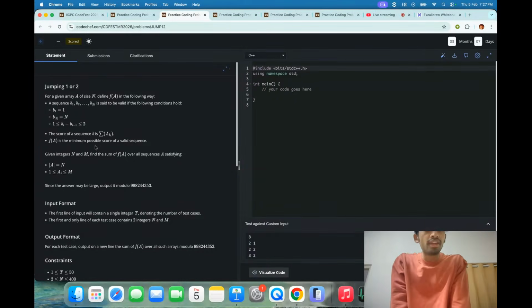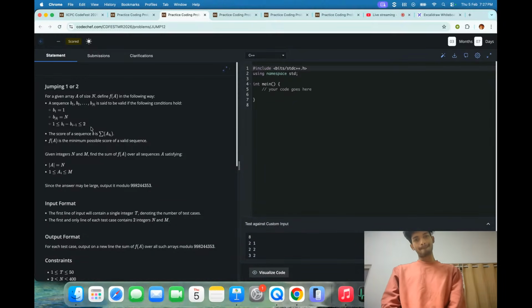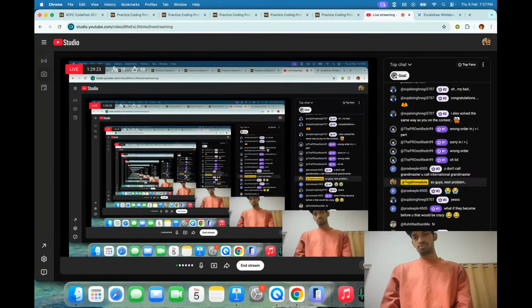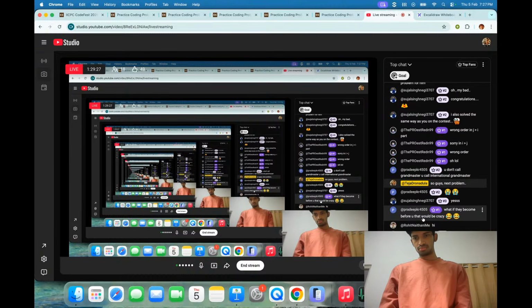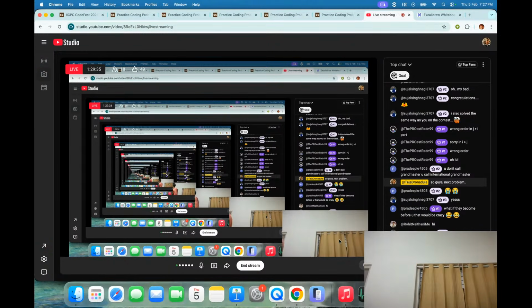This seems very unrelated, right? Because valid sequence depends on two jumps, and then you're having scores. That's what I meant.